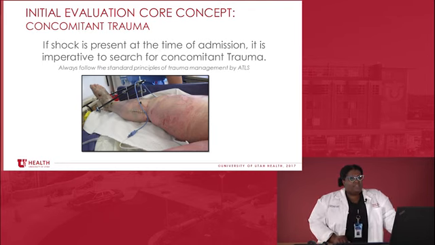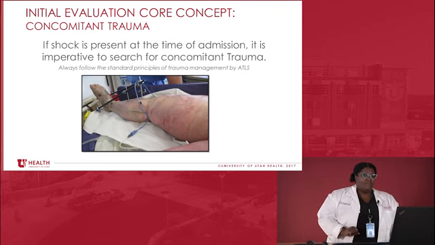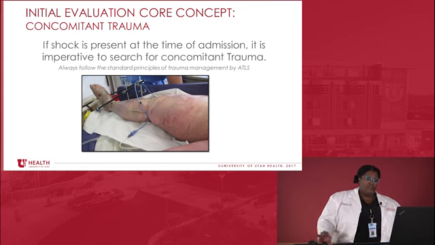So, core concept around concomitant trauma and the circulation. If shock is present at the time of admission, it is imperative that you search for the other traumatic injury. Okay? If you don't, then you have not done due diligence and you are just looking at the burn injury. Okay? They come later. Trauma trumps burn.